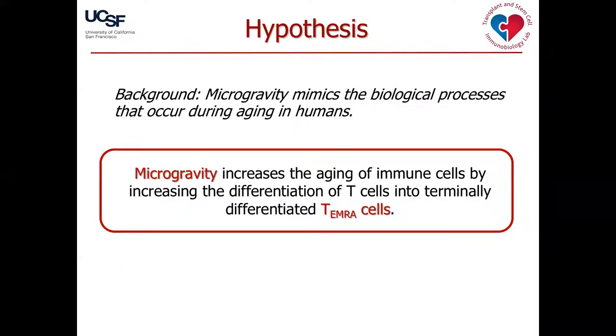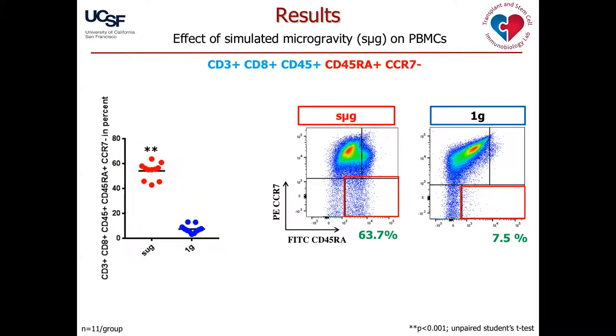The hypothesis was that microgravity increases the aging of immune cells, meaning that we would demonstrate an increase of TEMRA cells. And the background of the hypothesis is that microgravity mimics biological processes that occur during aging in humans.